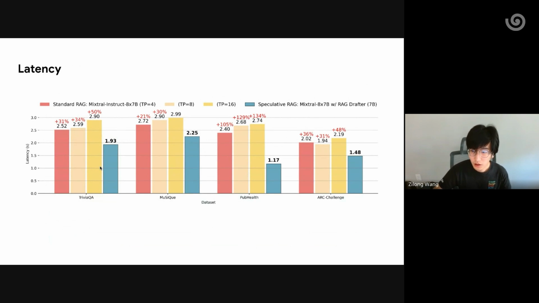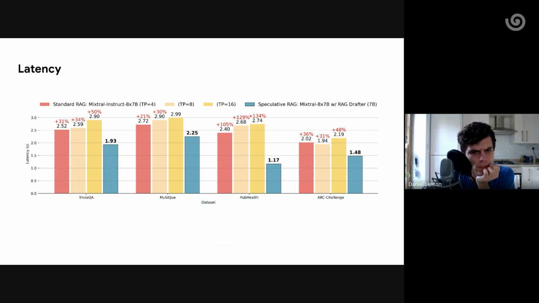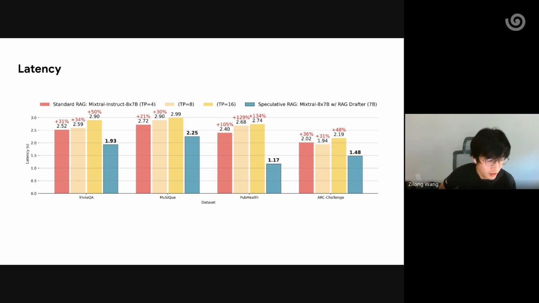Quick question. Sorry, what does TP mean here? Oh yeah, it's tensor parallel. The reason I introduced this parameter here is that I couldn't run the Mixtral on one GPU, so I have to split it across several GPUs to make it runnable. Here TP equals 4 means I'm using 4 GPUs for tensor parallelism when running the standard RAG. I'm using the vLLM package. It will leverage multiple GPUs to split the weights.